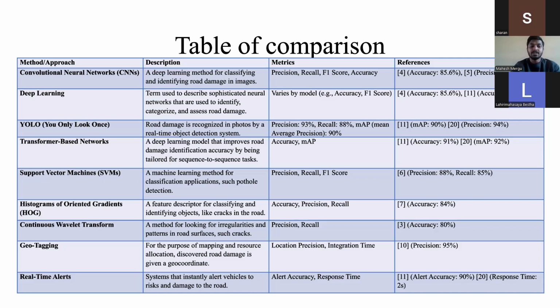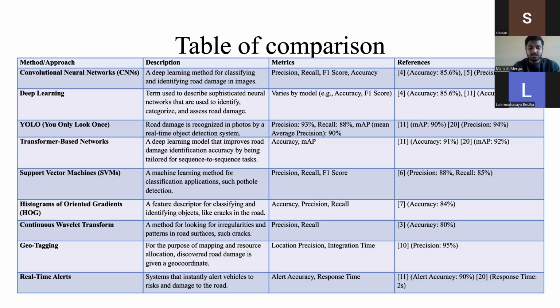The metrics used were precision, recall and F1 score, and that came out to be about 88%. Then histograms of oriented gradients, HOG, a feature descriptor for classifying and identifying objects like cracks in the road, and the metrics were the same: accuracy, precision, and recall. This score was already mentioned in the previous slide; it does a decent job, so the accuracy is somewhere about 84%. Then you have the continuous wavelet transform, a method for looking at irregularities and patterns in the road surface, such as cracks. The metrics were precision and recall, and its accuracy came out to be 80%.